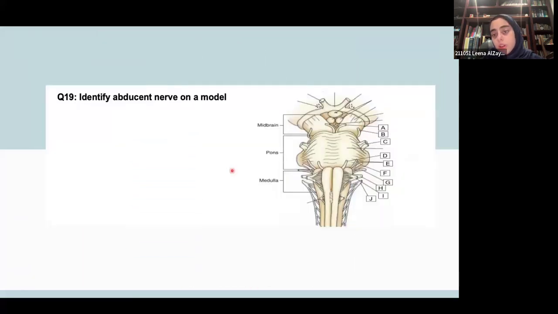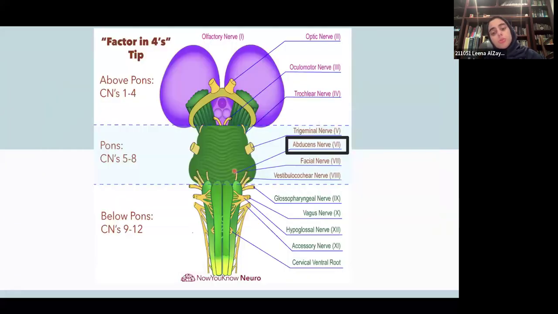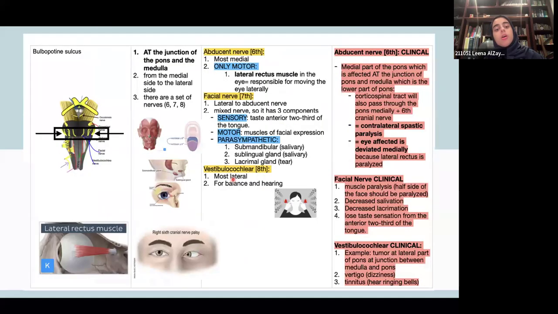Identify the abducent nerve on the model. Abducent, so cranial nerve number 6, which one is it? Which letter? So abducent nerve is number D, because you have 6, 7, and then 8. So 6 being the most medial and 8 being the most lateral. So this is abducent nerve being the most medial. The function of the abducent is it supplies the lateral rectus muscle, responsible for moving the eye laterally.